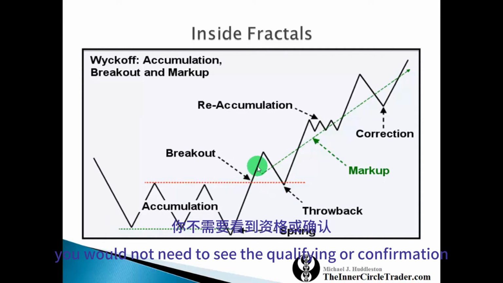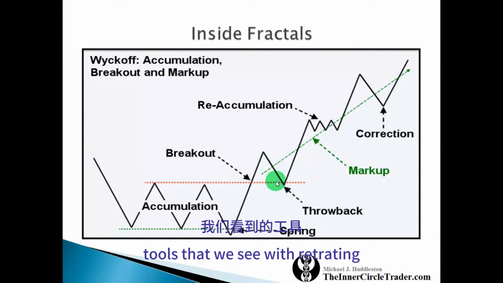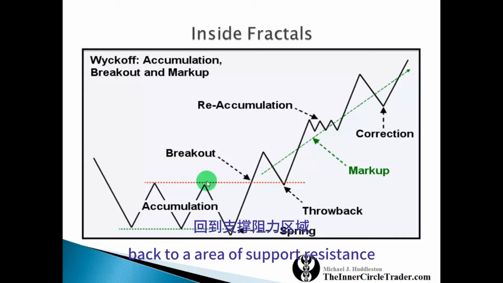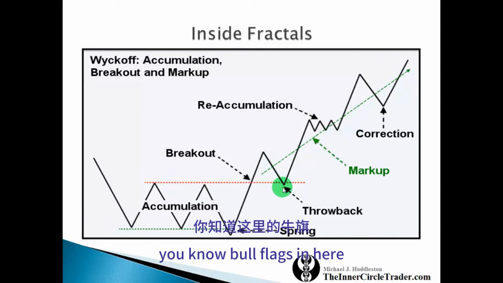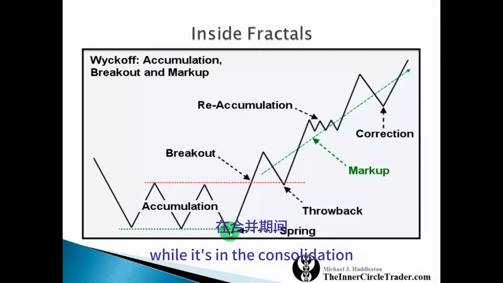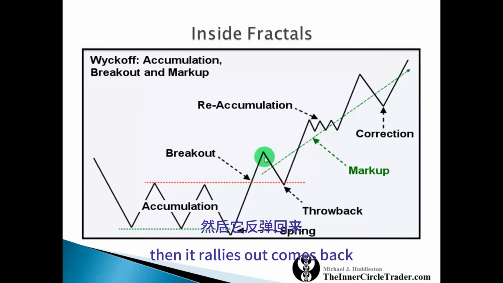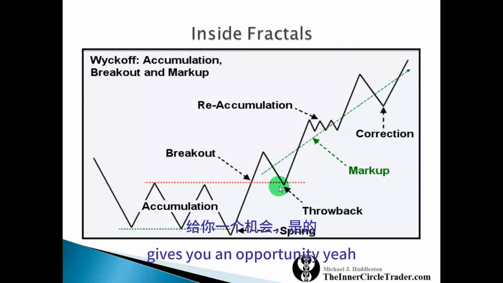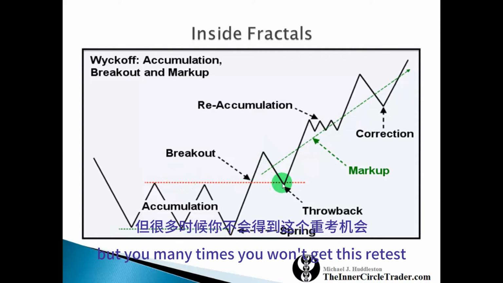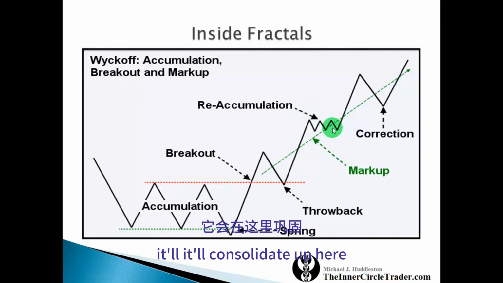You would not need to see the qualifying or confirmation tools that we see with retrading back to an area of support or resistance, bull flags in here. You won't need to see that. What'll happen is you'll start entering in areas of accumulation while it's in the consolidation. Then it rallies out, comes back, gives you an opportunity, yeah, but many times you won't get this retest. It'll just scream against you, and then it'll consolidate up here.